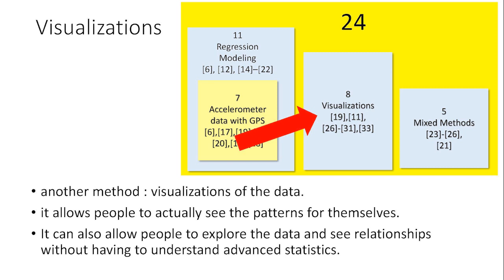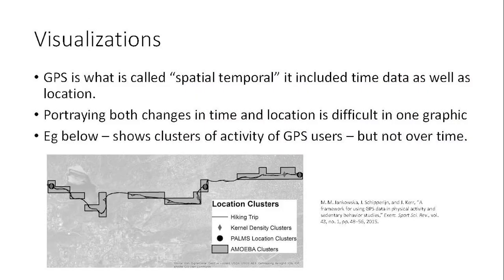And sometimes even the output of the statistics can be in the visualization, and that allows people to see the results without having to understand the statistics behind it. So GPS is what's called spatial temporal in that it includes time data as well as location data. And portraying both changes in time and location in one graphic can be very difficult.